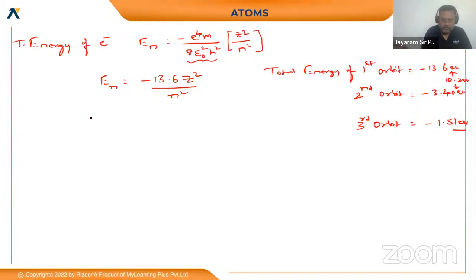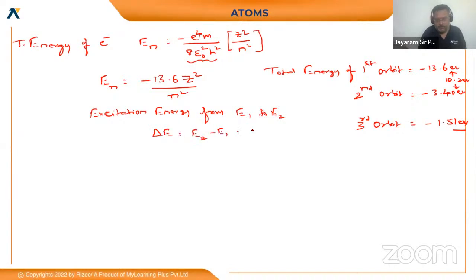So next one, as I have told you, excitation energies. Excitation energy, excitation means from the first orbit to the second orbit, for example. From E1 to E2, that is first orbit to the second orbit, that is delta E can be written as E2 minus E1, which is equal to 10.2 electron volts. You need to substitute minus 3.4 minus of minus 13.6, you will be getting there.